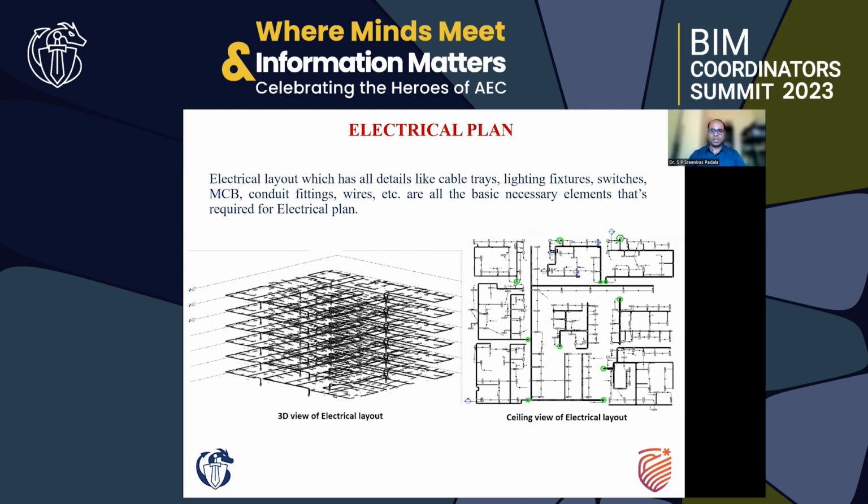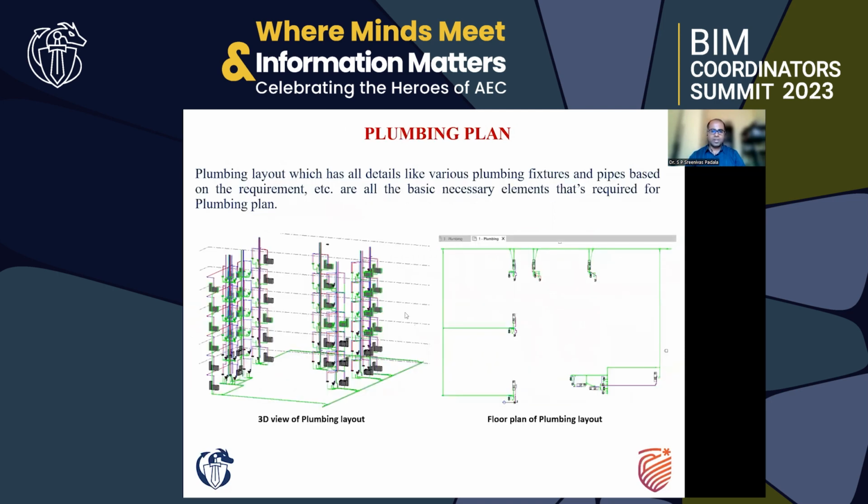Similarly, this is the electrical layout, a 3D model of the building, with cable trays, lighting fixtures, switches, MCP, conduit fittings, and all possible elements which can be modeled. I have done everything in these projects. What you see on the right-hand side is a ceiling view of the electrical layout. So this is a 3D plan of the building. You can also see the 3D model of the plumbing layout. All the necessary elements such as plumbing fixtures and pipes are modeled in this Revit software.